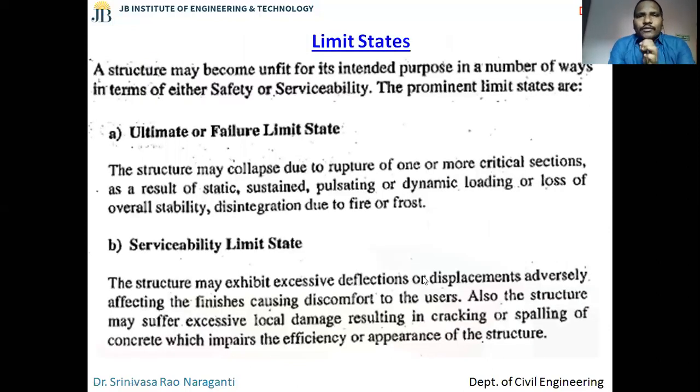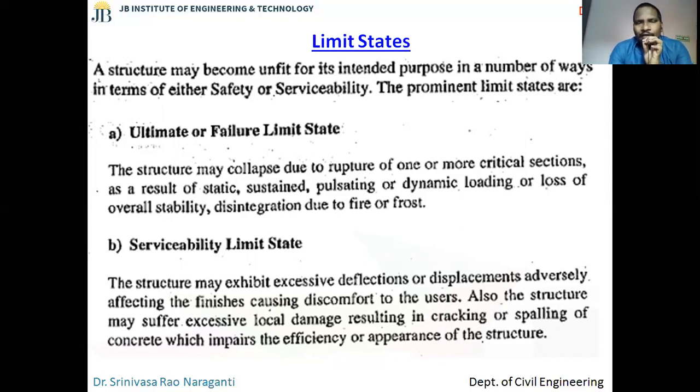Now, because we talked about the limit state method, let me first tell you what the meaning of limit state is. Limit state means it's a kind of failure. It is a situation where the structure becomes unfit for use. For example, say you have a beam in our house or in the classrooms. If the beam becomes excessively deflected, you will not feel safe to sit under it, right?